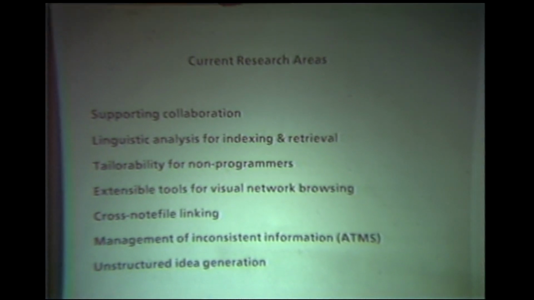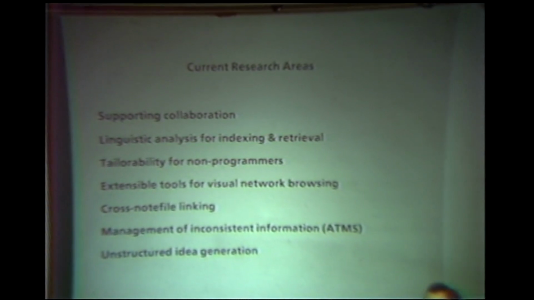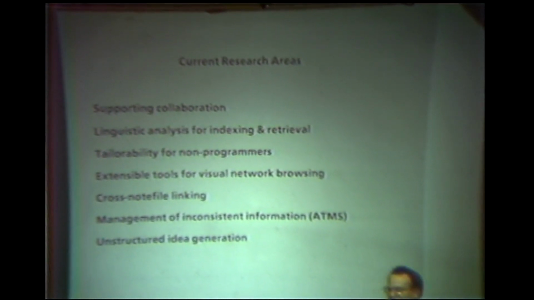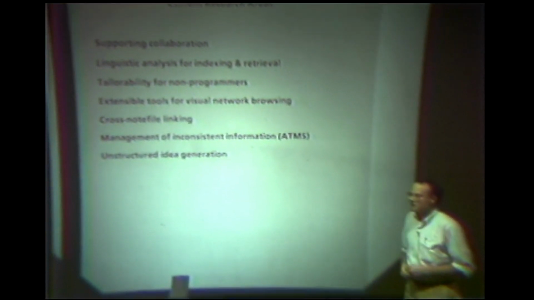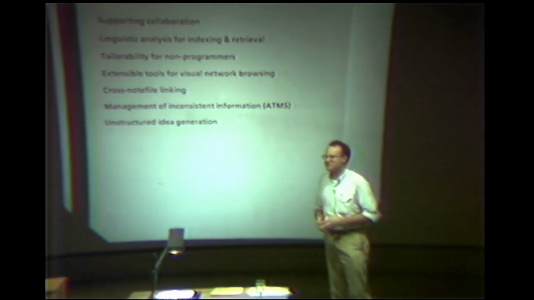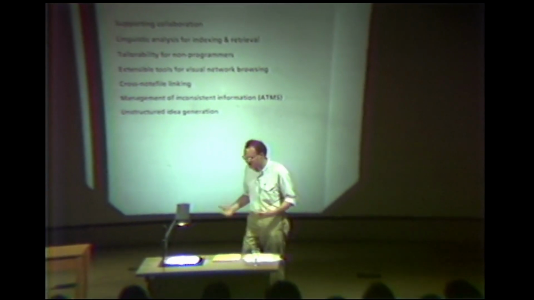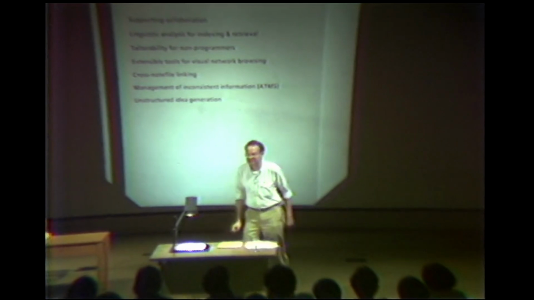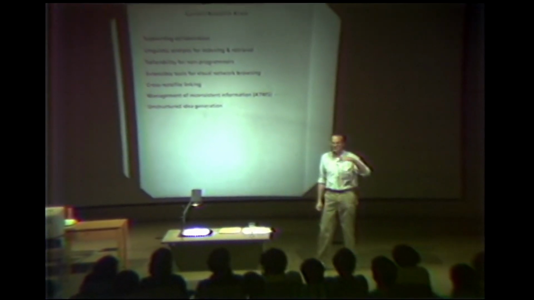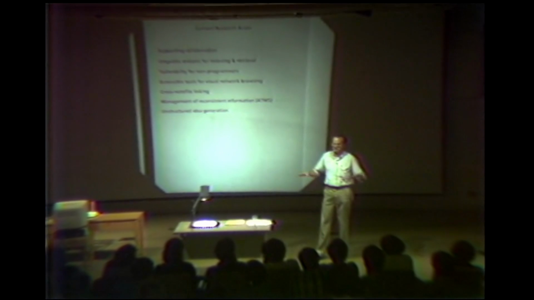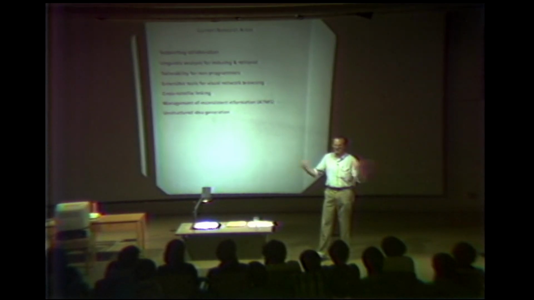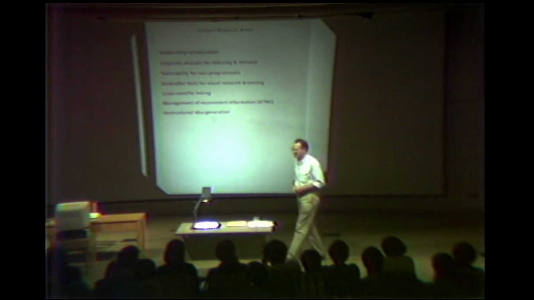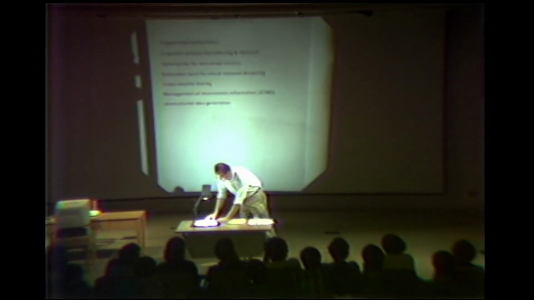Extensible tools for visual network browsing. Again, how do you make browsing these very large networks in note cards easy and fast and facile and so on? Cross-note file linking. Right now, if you create several note files, you can't link across them, and that's a critical piece of technology that a lot of users ask for. For example, the fellow who's here from Harvard has graduate students representing various ancient Greek plays in note cards, and the plays refer to each other, but each play is in a different note file, and they can't refer to each other directly. If you had cross-file links, you would be able to do that.